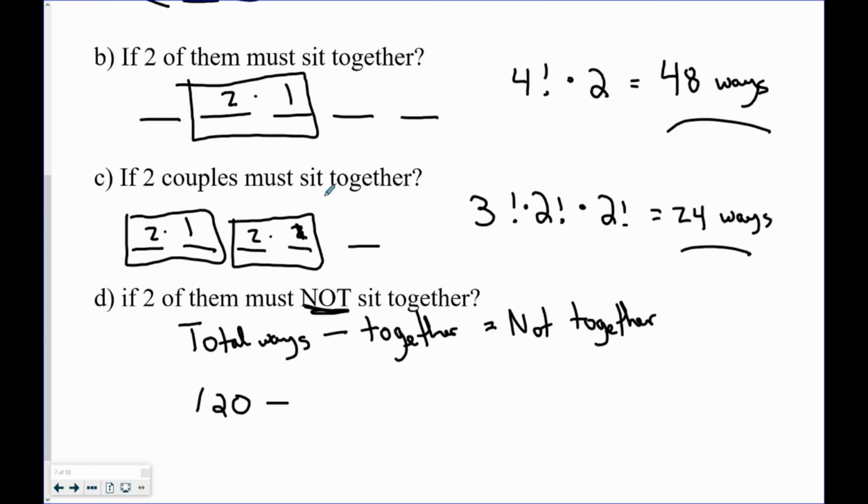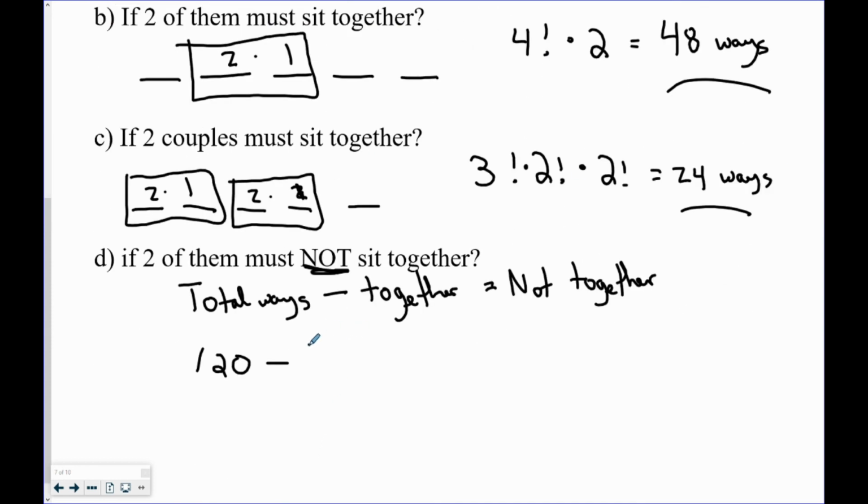And then the ways that the 2 people can sit together are 48. So if you take all the ways minus all the ways they can sit together, you will be left with every arrangement where they're not together. And that kind of just makes sense when you think about it. So that's going to be 72 ways.